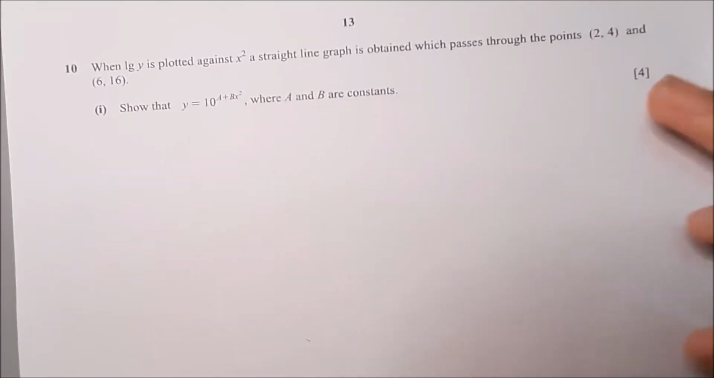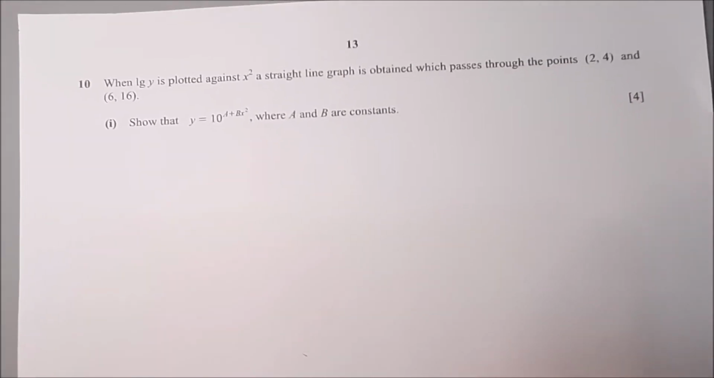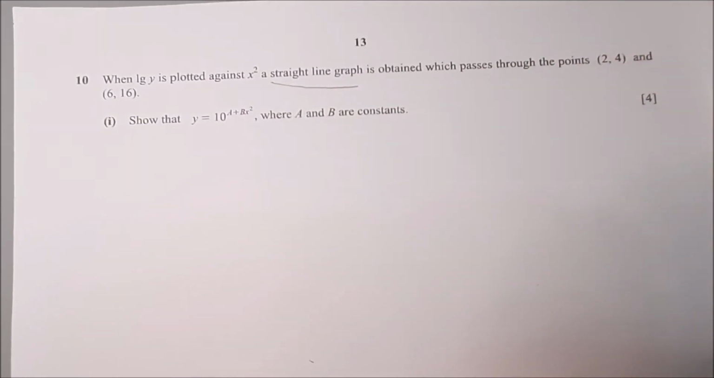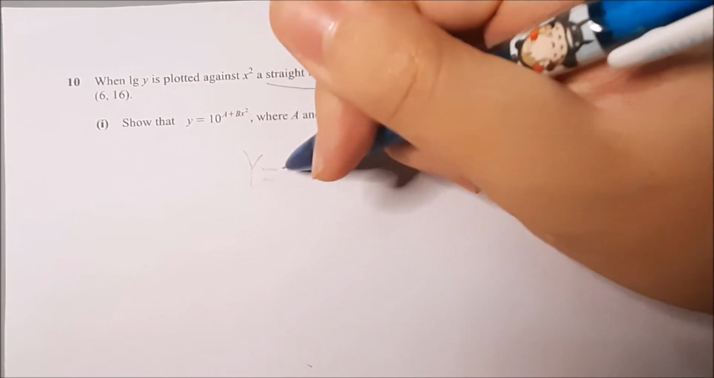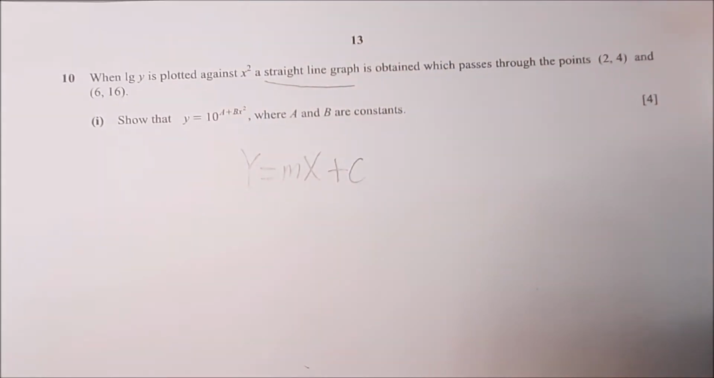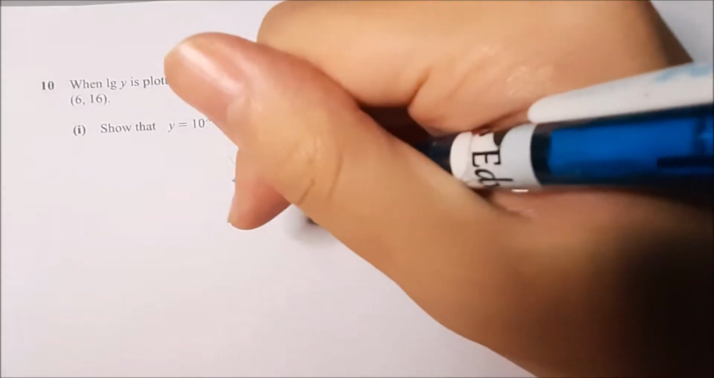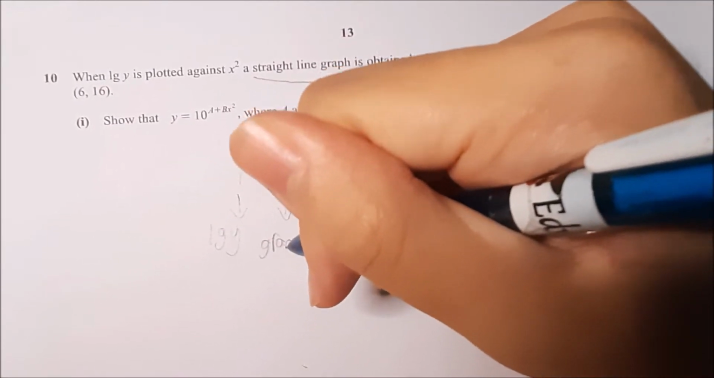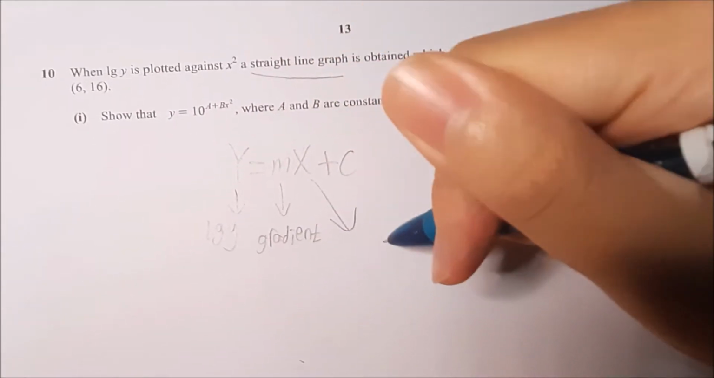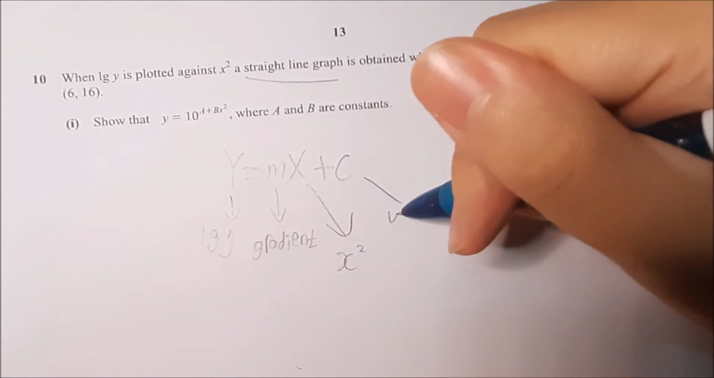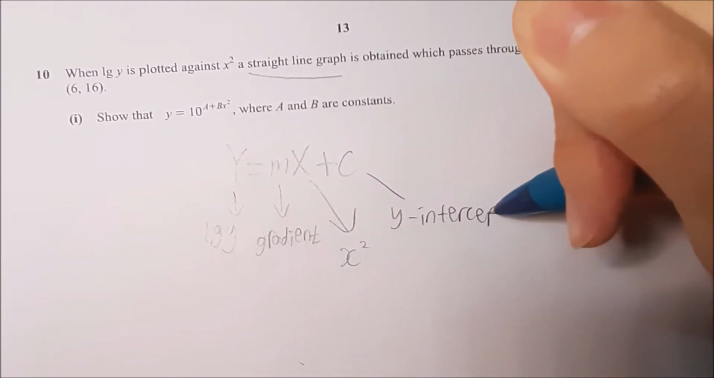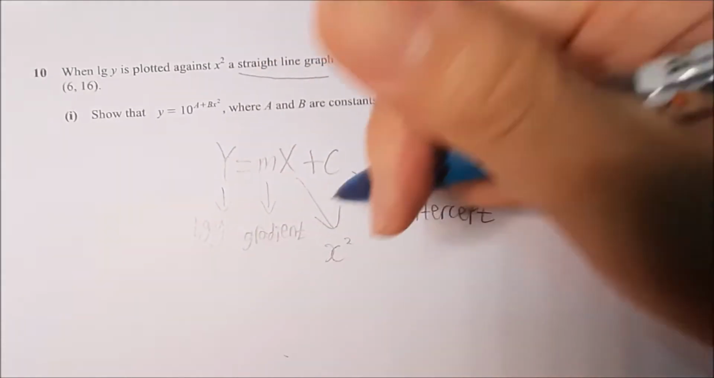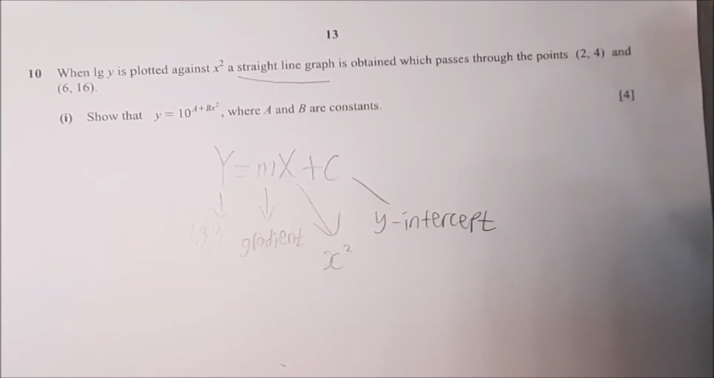So first, to do this question, you have to know that since the question says it is a straight line graph, the equation of a straight line graph will be y equals mx plus c. In this case, y is log y, m is the gradient, x is x squared, and c is the y-intercept. And now if you just get the gradient and the y-intercept, then you get the answer.